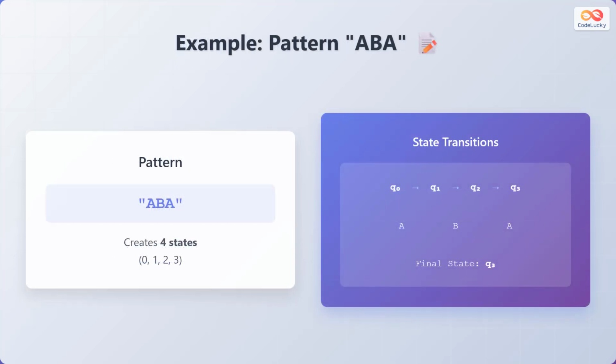Let's consider an example where we want to construct the automaton for the pattern ABA. First, based on the length of the pattern, we create 4 states, namely Q0, Q1, Q2, and Q3. The state transitions are as follows. From Q0, upon encountering A, we move to Q1. From Q1, upon encountering B, we transition to Q2, and from Q2, upon encountering A, we reach Q3. Hence, the final state, Q3, indicates that we have found the pattern ABA.